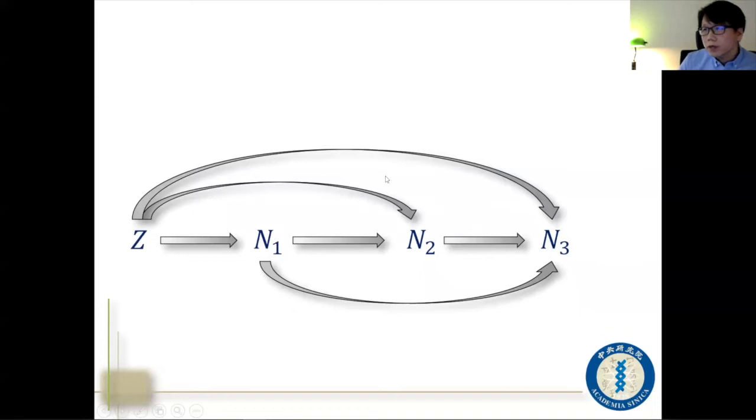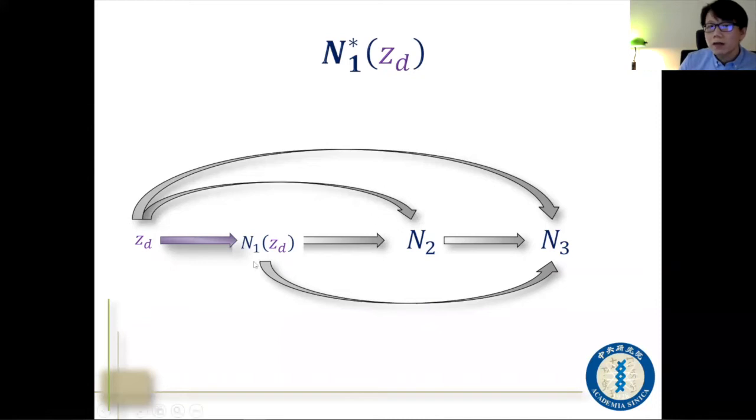So this is a directed acyclic graph, or DAG, that we would like to study. And Z is the hepatitis status, and N1 is the status of liver cirrhosis, N2 is the status of liver cancer, and N3 is the mortality status. So first, let me explain this notation, N1 star of Z D. So let's intervene everyone to have status Z D, okay? And then follow them, and we observe an outcome N1 of Z D, okay? So that's N1 of Z D.